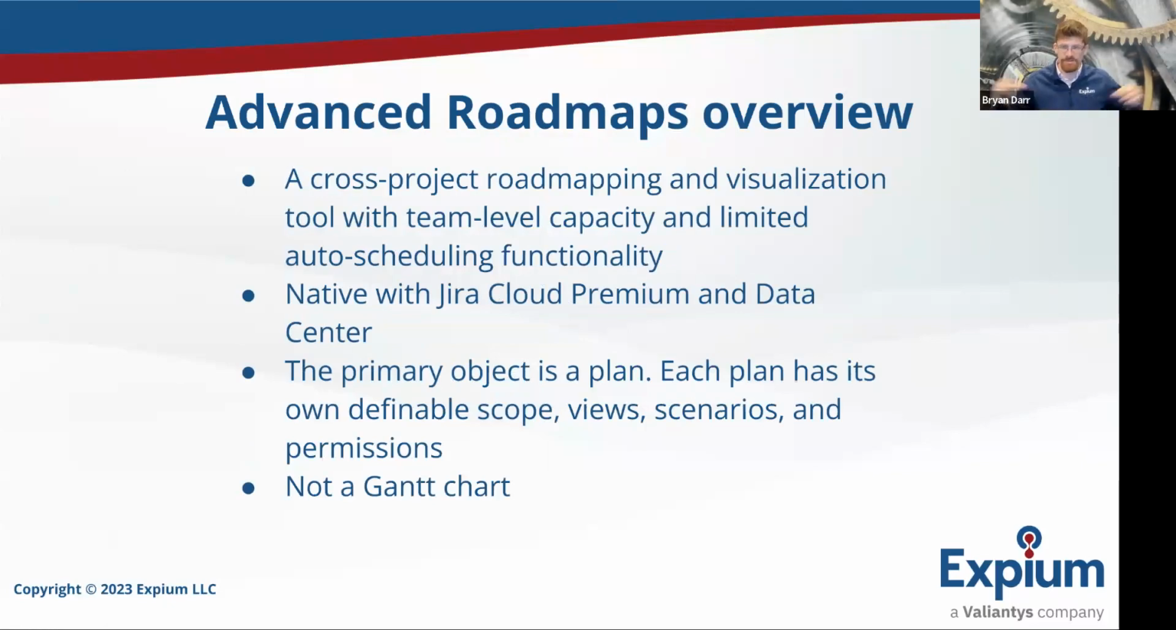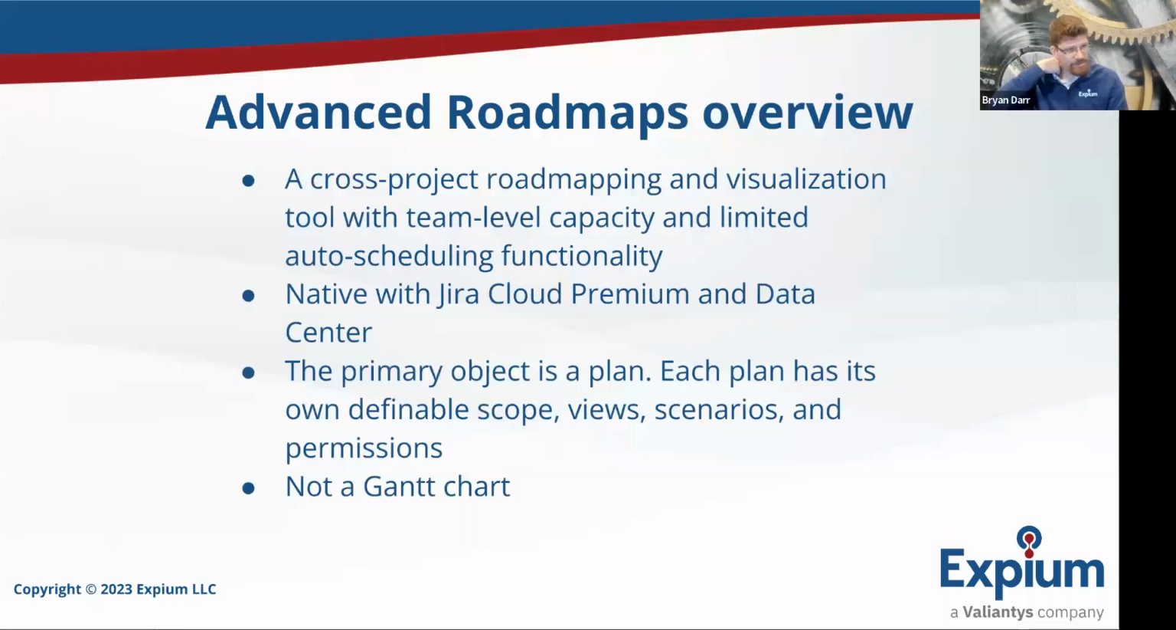Cross-project, so you can bring in multiple Jira projects, and it will visualize issues in those projects as a roadmap. It does team-level capacity, which means that you can take a team's velocity and apply work in the form of story points or hours or fartlets, whatever you want to name your measurement system, and you can do capacity in that way, but you can't do individual capacity. It also has limited auto-scheduling functionality. I generally recommend not using the auto-scheduler. It can be finicky and confusing, but we'll find that out when we talk about planning behavior.